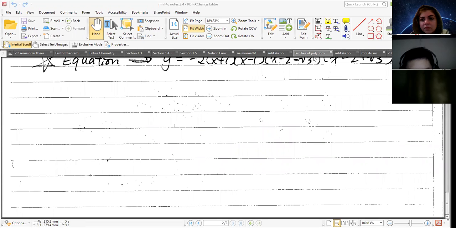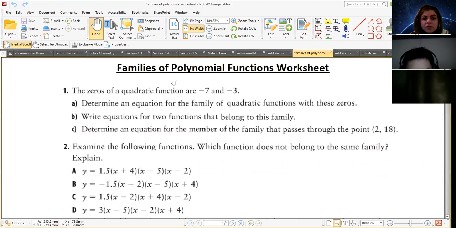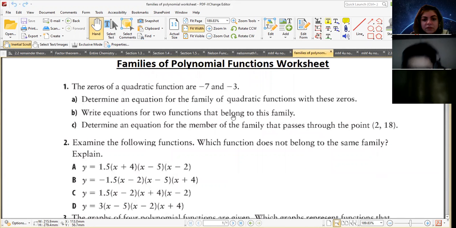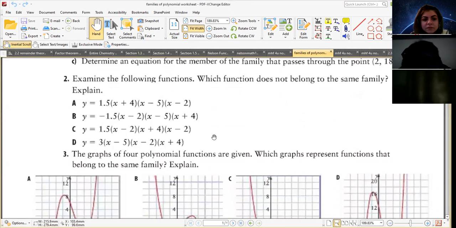Okay, that was it. I'm gonna go to the families of polynomial function worksheet. So the question I want you to do is question number 1. Basically, the zeros are given, you have to find the equation. Question number 2, we need to determine which one has the family. So you're just looking for the one that has the same zeros.